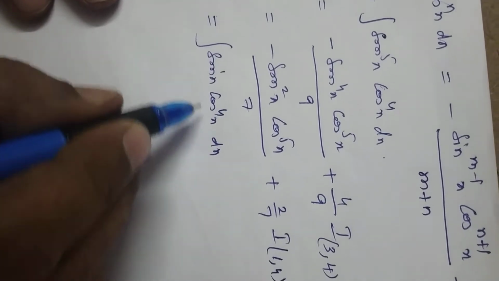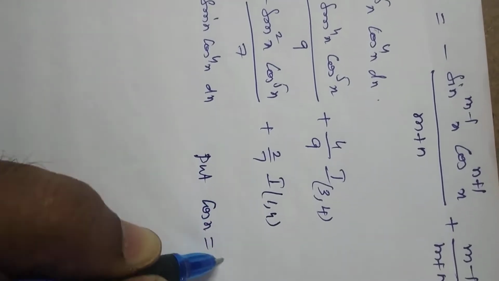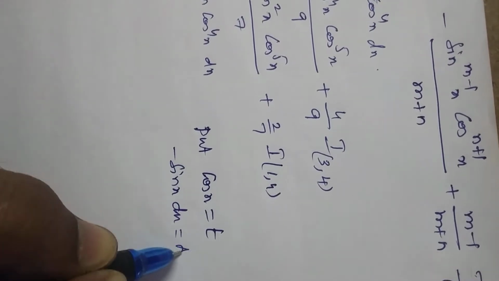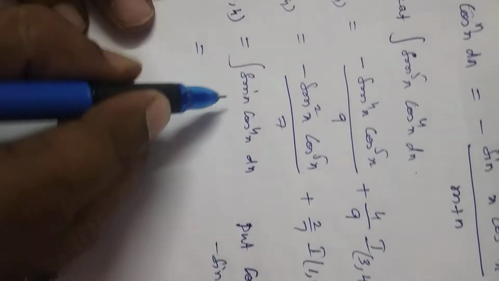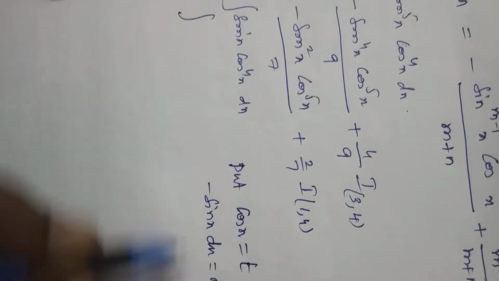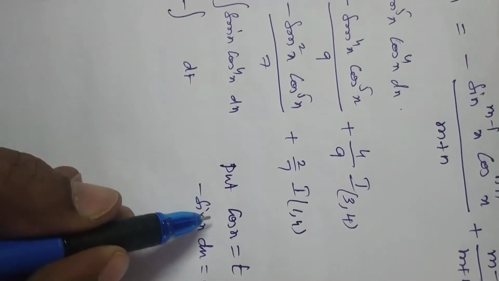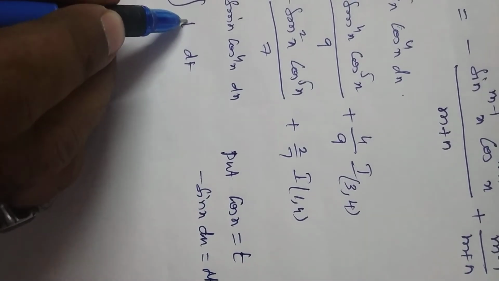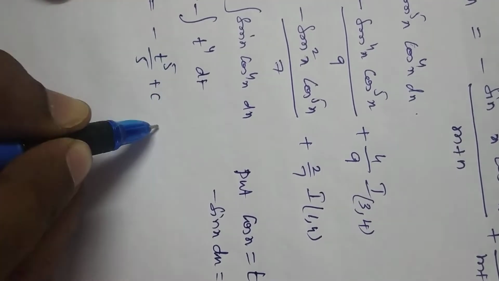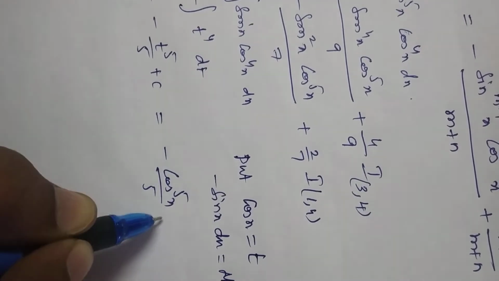To evaluate this integration, put cos x equal to t. Cos x equal to t means minus sin x dx is equal to dt. So this is the integration of minus dt, with cos assumed as t, so t^4, which is equal to minus t^5 by 5 plus c, which is equal to minus cos^5 x by 5 plus c.